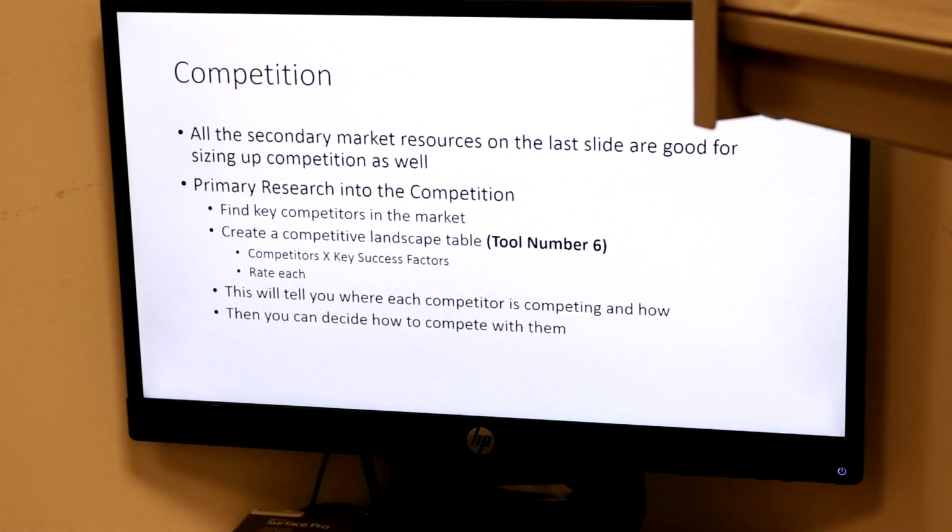Alright, so all of the secondary market resources, as I just mentioned, are perfectly usable. In addition to that, primary research is good. Figure out who your competitors are. Figure out who the key competitors are.